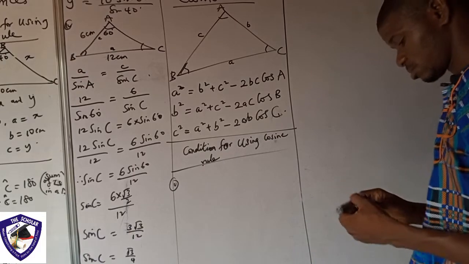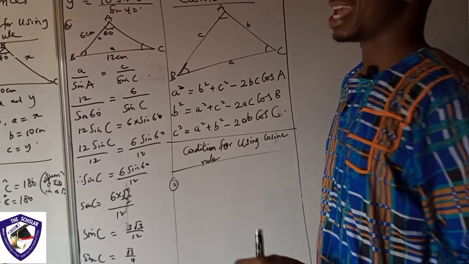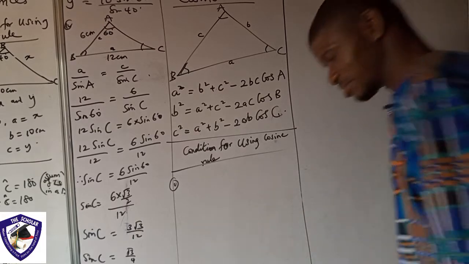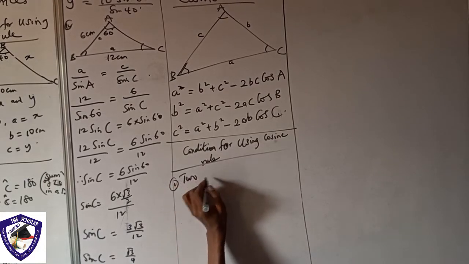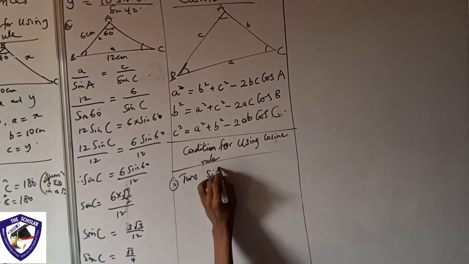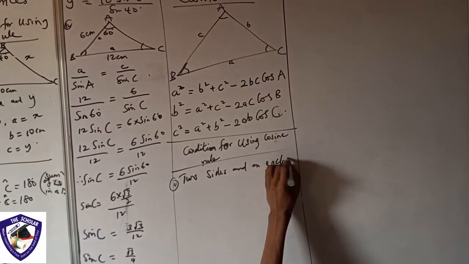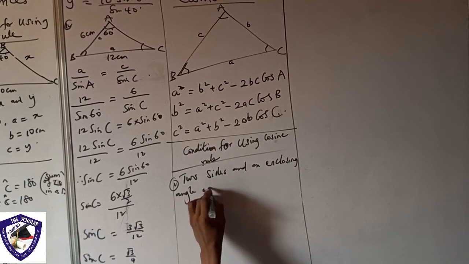Number 1, when two sides and an enclosing angle are given. That's the first condition. Two sides and an enclosing angle is given.